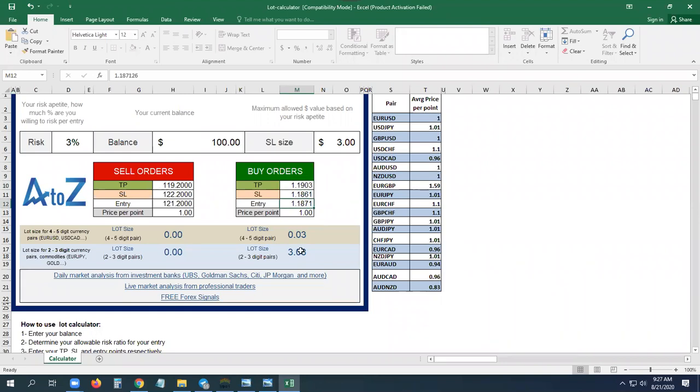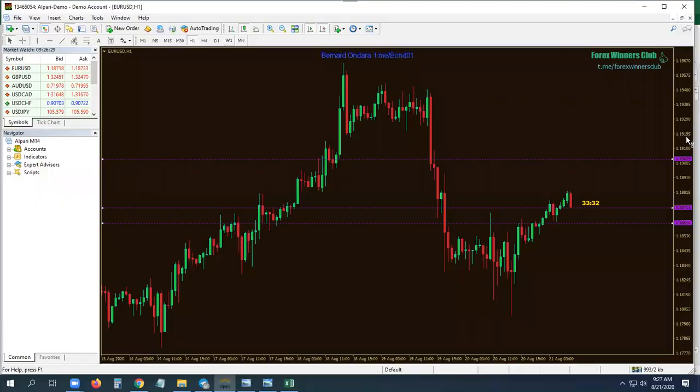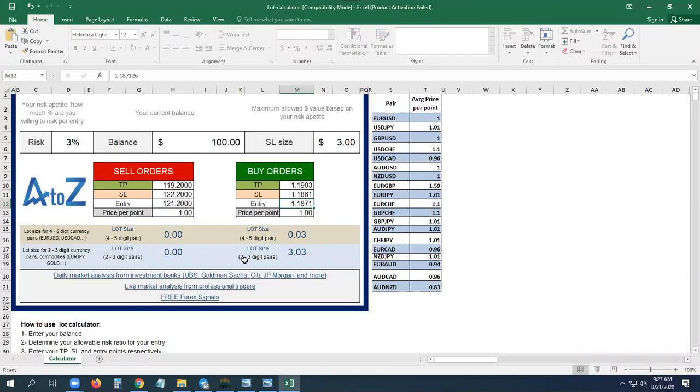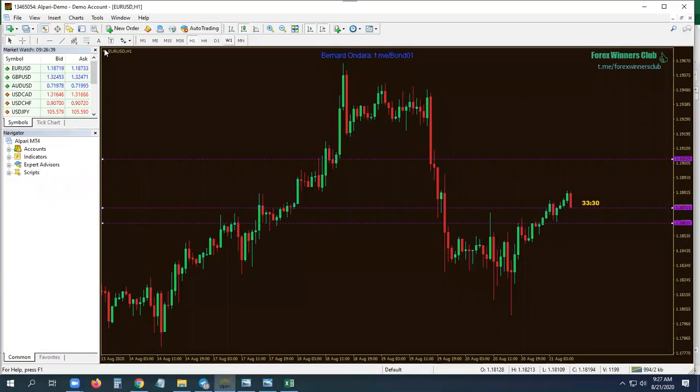Then this tool is saying your lot size should be 0.03. For any pair that's 4 to 5 digits after the decimal, like this one, you use 0.03. For one that is 3 digits, like JPY pairs, you use 0.03 as well. So here, 0.03 for Euro USD, for example. That's what it means. Now from here, you can buy, you can sell.